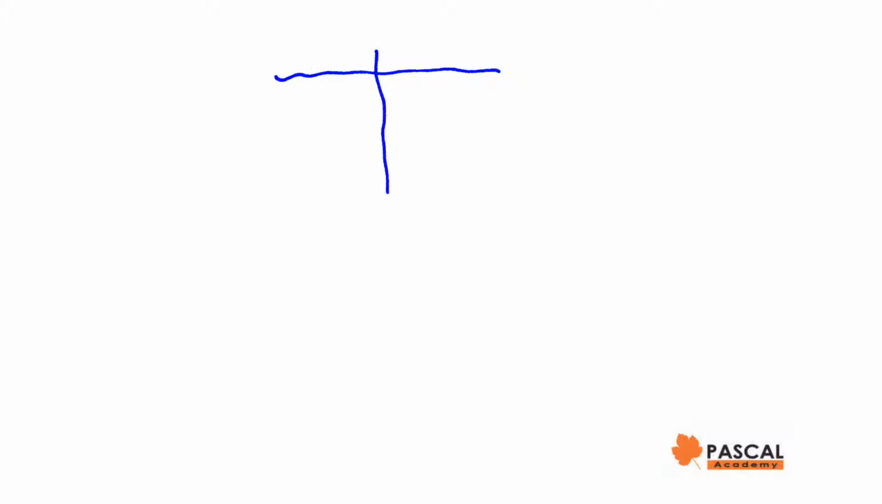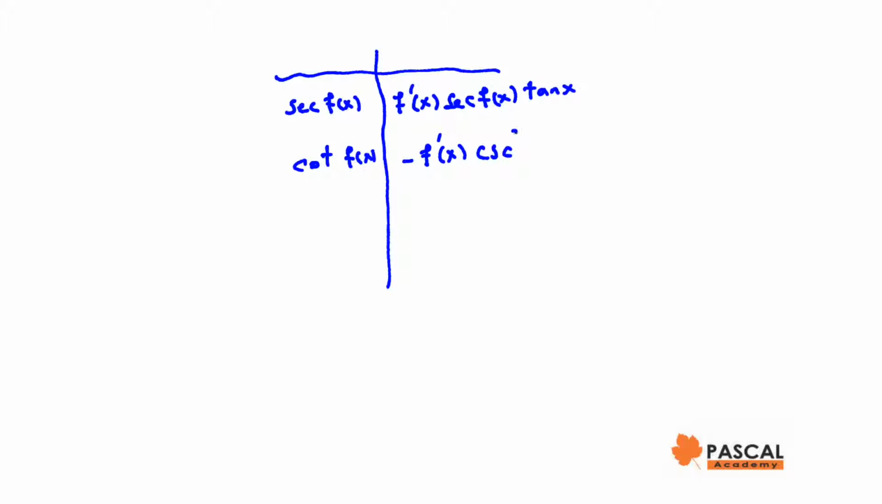By applying the quotient rule, we can see derivative of secant of f of x is f prime of x secant of f of x tangent of f of x. Derivative of cotangent of f of x is minus f prime of x cosecant squared of f of x. And derivative of cosecant of f of x is minus f prime of x cosecant of f of x cotangent of f of x. Need to correct here, tangent of f of x.